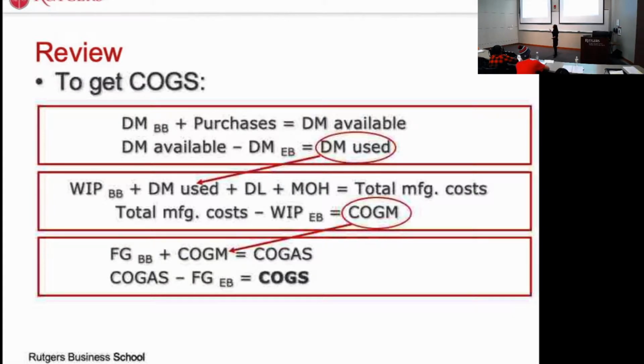Okay. And then if we know this part, we can calculate the cost of goods sold using the same logic. We have the beginning balance of the finished goods, and we have the newly manufactured products, and together that part is the cost of goods available for sale. And then we take the ending balance of finished goods out, and the rest is the cost of goods sold.